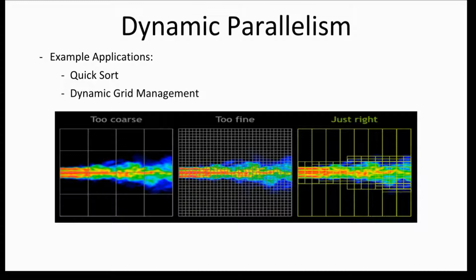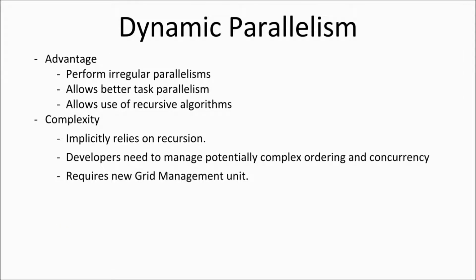Another application of this is dynamic grid management. With dynamic parallelism, the grid resolution can be determined dynamically at runtime in a data-dependent manner. You can start with a coarse grid and then zoom in on areas of interest while avoiding unnecessary calculations in areas with little or no change.